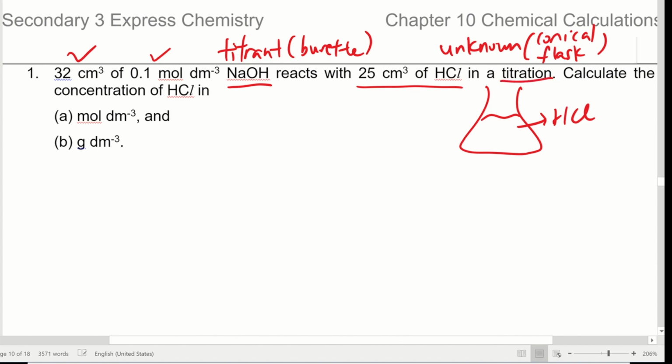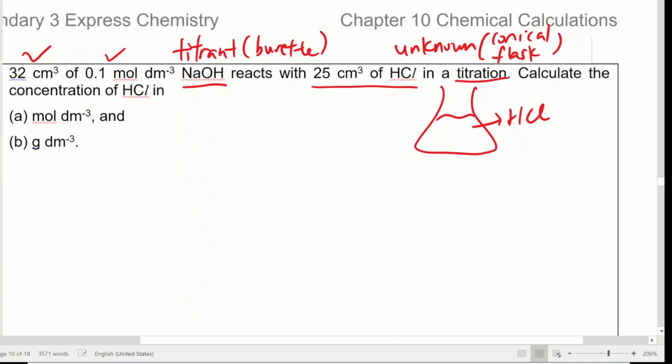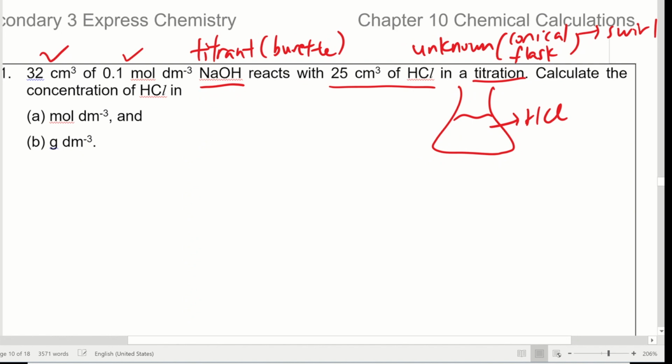When you do your titration, recall that you always need to swirl this conical flask. So it's easier to swirl a conical flask compared to a beaker. No splashing. Okay, so now what's the first thing you need to do?